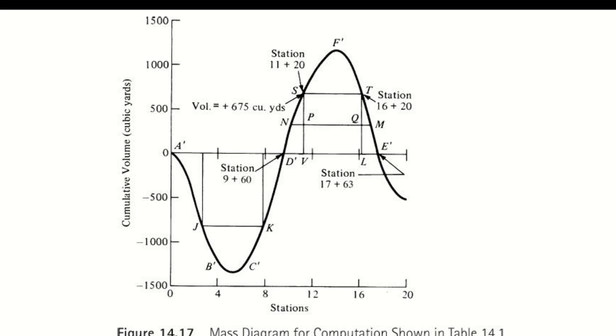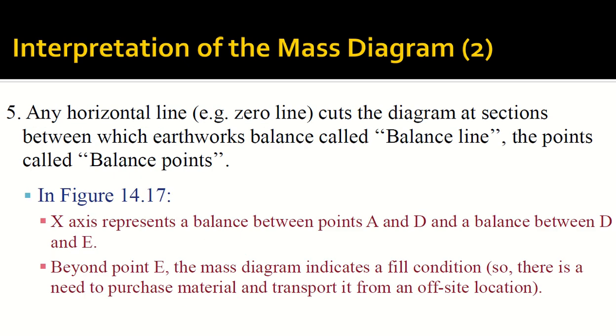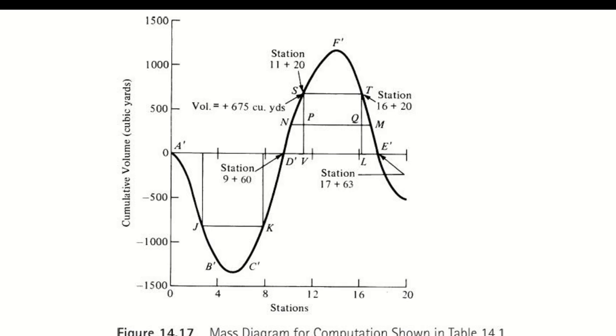You can see the balance lines here, A dash to D dash to E dash. At these points the cut becomes equal to fill. I start from A dash, I reach D dash, my cut becomes equal to fill, right? Balanced. If I end the project here, I don't have any extra material. I don't have to buy any material, and I don't have any extra material on the site to dispose. But my project continues, right? It goes beyond D dash till E dash.